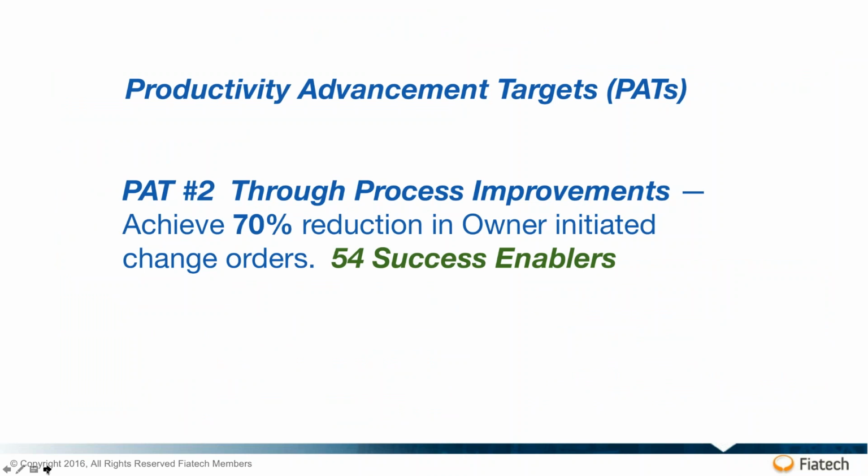This productivity advancement target is number 2. Through process improvements, achieve a 70% reduction in owner-initiated change orders. And if you look at that 70%, it's astounding. You have to almost pause and think about it.